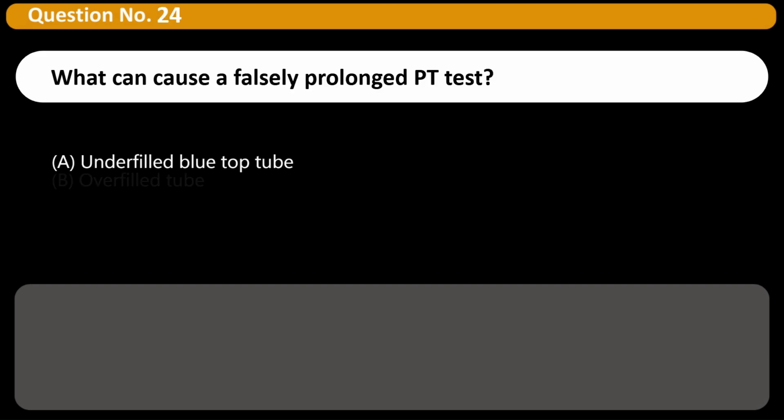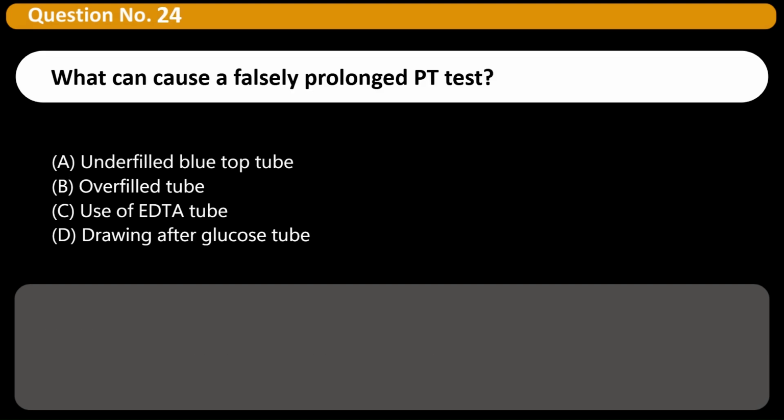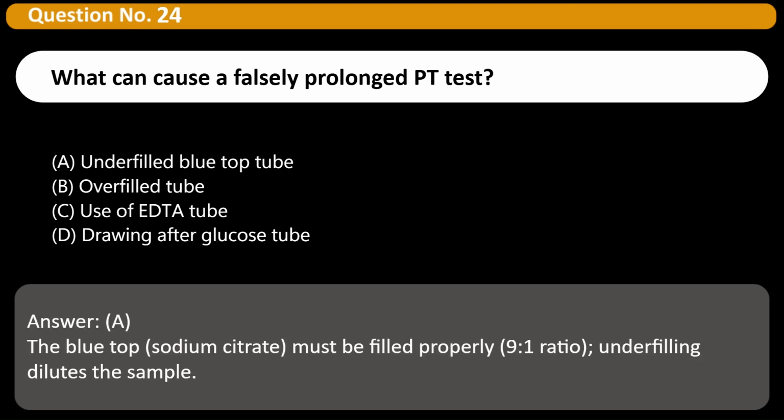What can cause a falsely prolonged PT test? A. Underfilled blue top tube. B. Overfilled tube. C. Use of EDTA tube. D. Drawing after glucose tube. Answer: A. The blue top, sodium citrate, must be filled properly, 9:1 ratio; underfilling dilutes the sample.